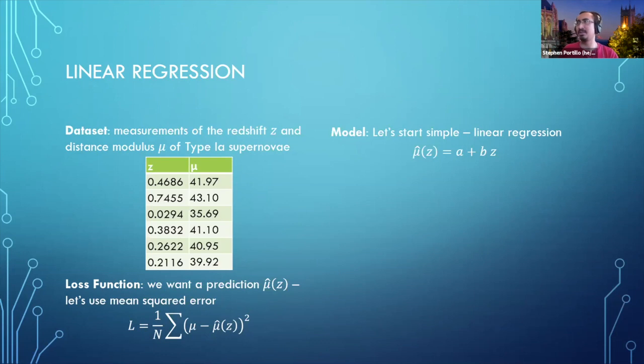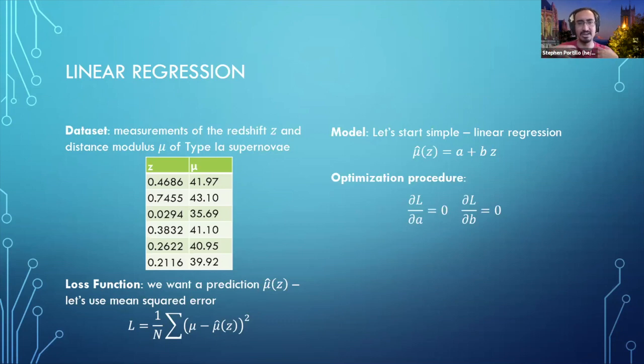And the simplest model that we can fit is mx plus b, or I've decided to use the notation a plus b times z. And so in this model, I have 2 parameters that I need to learn, a and b.